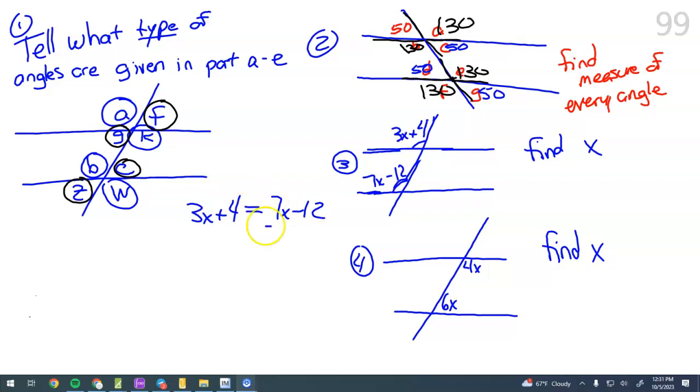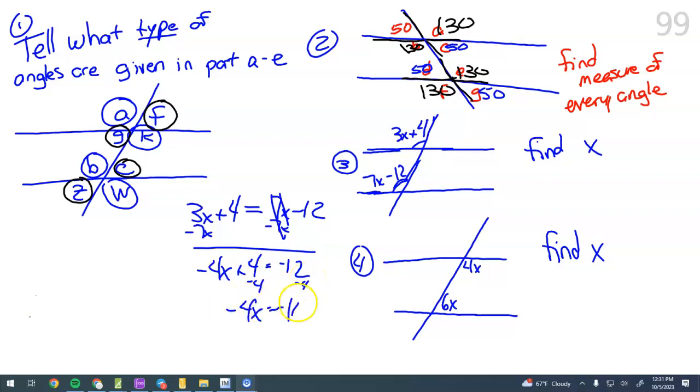So I would subtract 7x. So those go away. This will give me negative 4x plus 4 equals negative 12. I would subtract 4. So negative 4x equals negative 16. And some of you did this differently. I saw it on your desk. If you put the variables on the other side, you get 4x equals 16. But either way, you should end up with x equals 4.